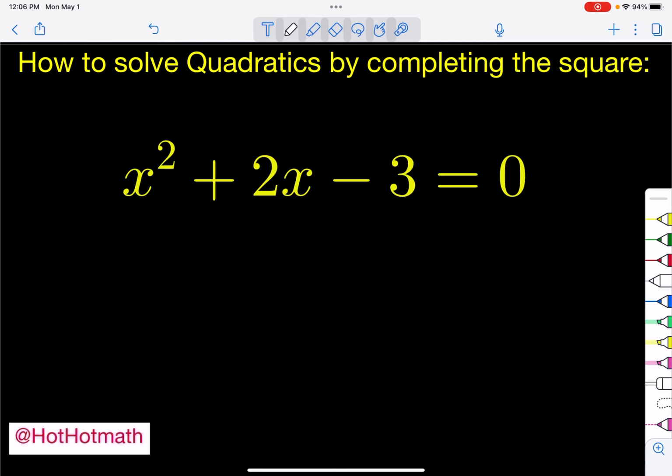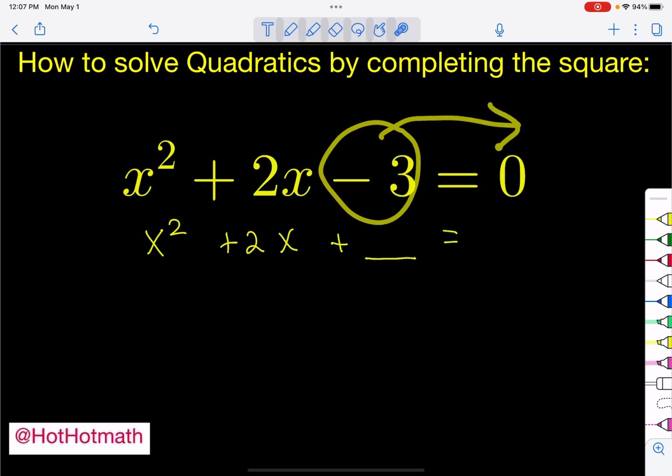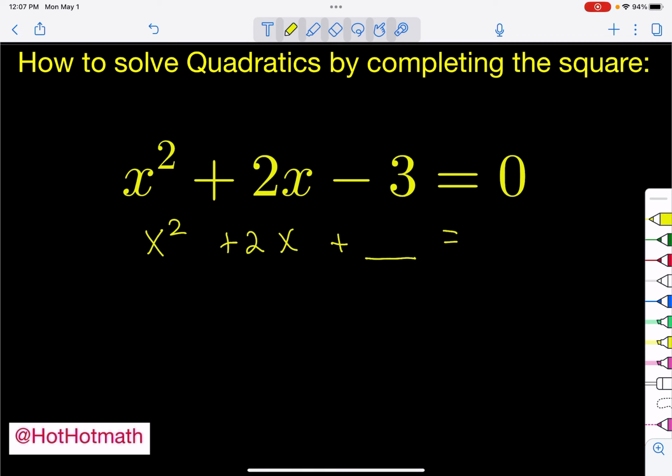We're going to get the x terms by themselves, and I'm going to put this little blank here as a little placeholder. We're going to add 3 to the other side and move it over, so it's going to become a positive 3, and then I'm going to add a little placeholder right there. Okay, now how does completing the square work?